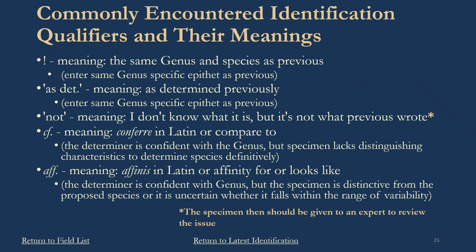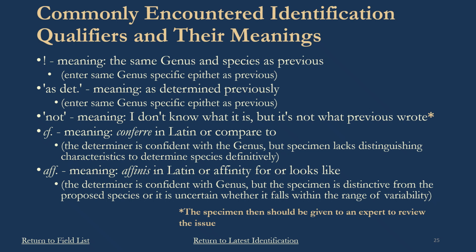These are the most common identification qualifiers that you'll see on determination labels. An exclamation point signifies agreement with the previous determination. As det signifies this as well. Not conveys that while the determiner is unsure on what the specimen's scientific name is, they are sure that is not what was previously determined. These specimens should be given to experts to also review the issue.